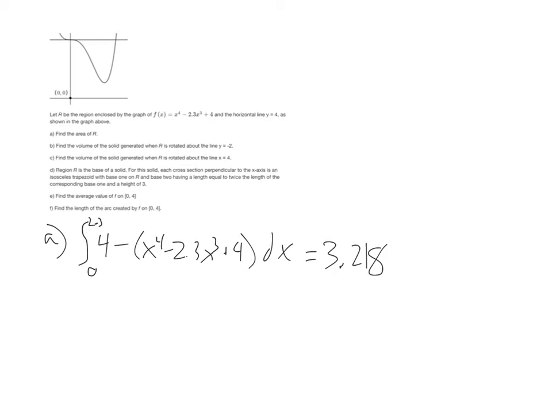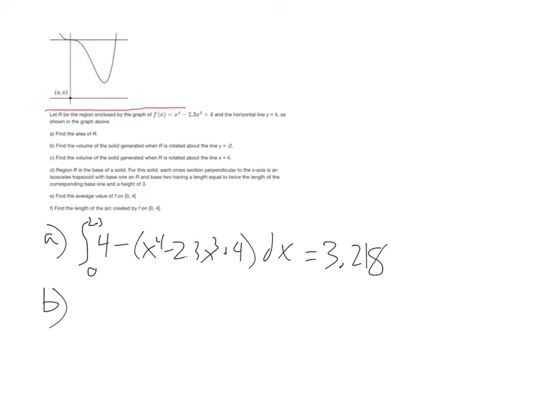Part B, find the volume of the solid generated when R is rotated about the line y equals -2. So I'm just going to draw a very rough and inaccurate picture of where y equals -2 is. I'm going to just say it's here just so that I can fit it. Okay. Certainly that's not to scale. But I'm rotating around that line.